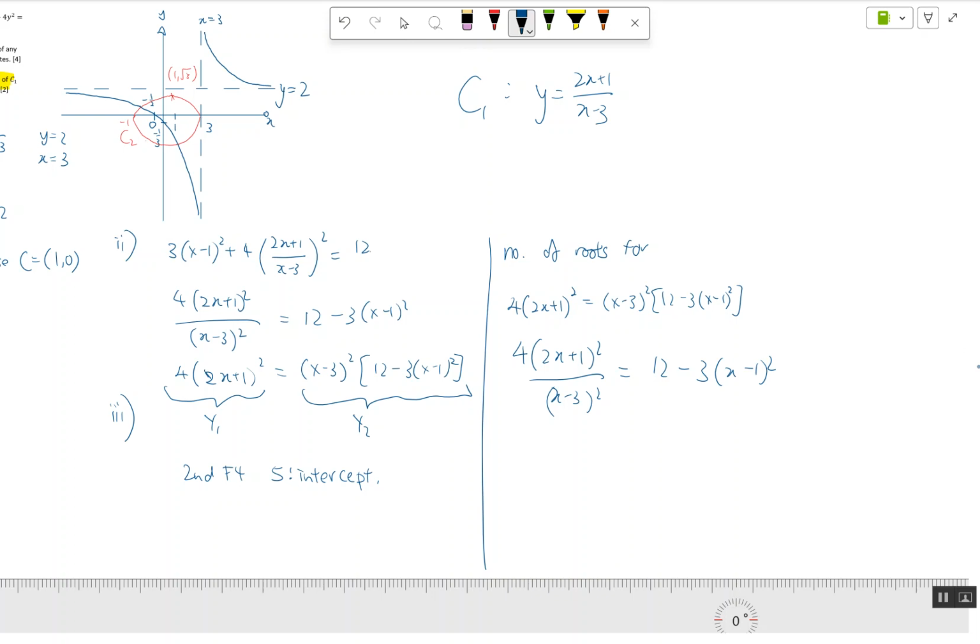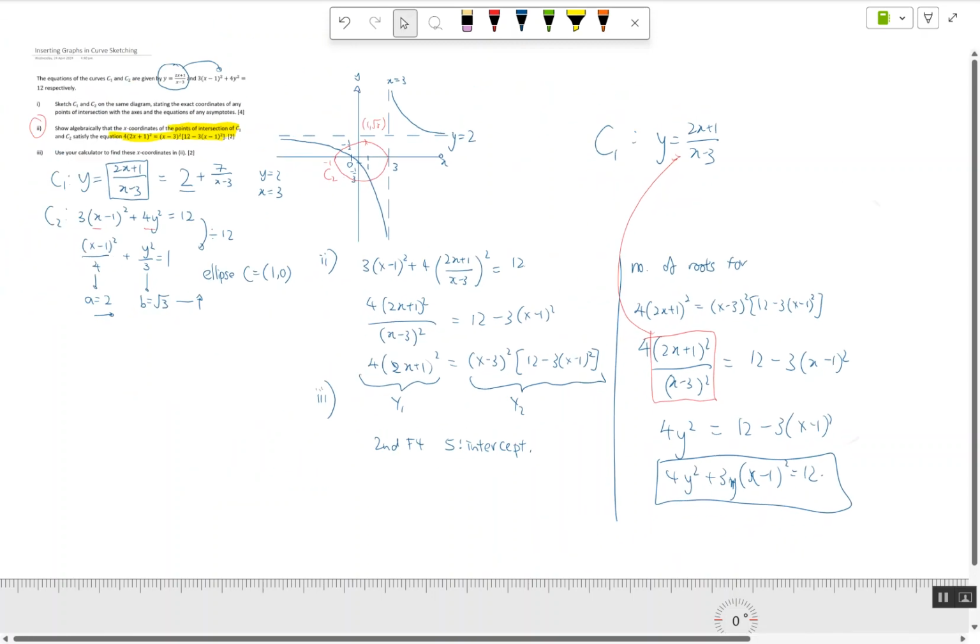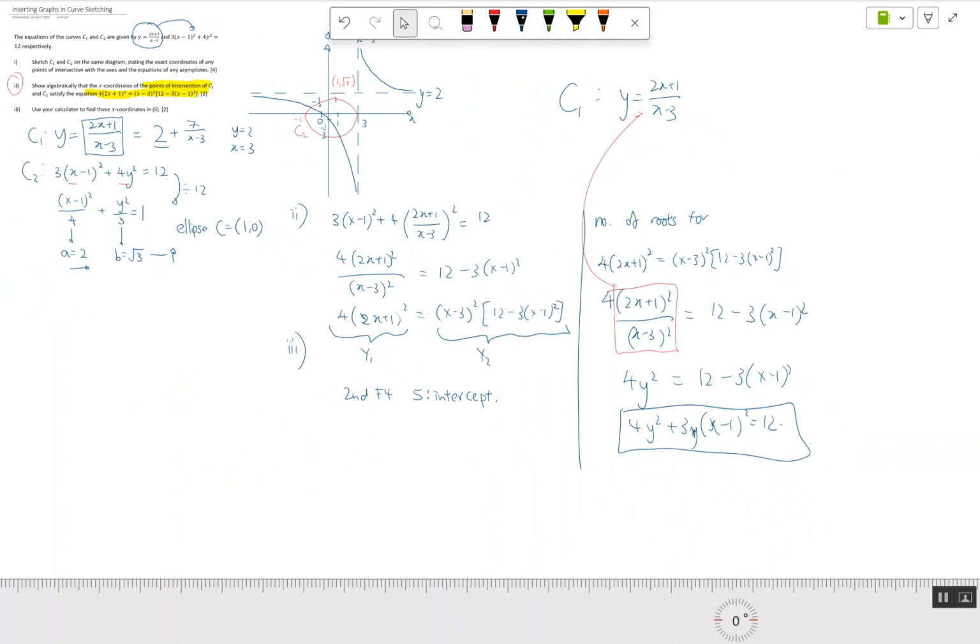Now I divide by 4 on the other side. So this is (2x plus 1) squared over, or rather in this case, once you make the left side exactly the same as C1, now you can replace this with y. So you will have 4y squared equals to 12 minus 3(x minus 1) squared, so 4y squared plus 3(x minus 1) squared equals to 12. This is exactly the same equation as the ellipse that you drew. So the question is asking for how many roots. You just look at the graph: there are two real roots.